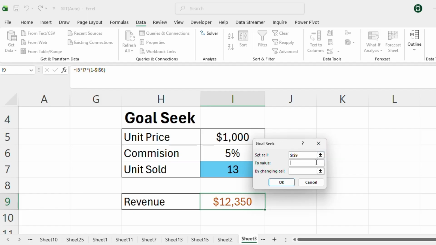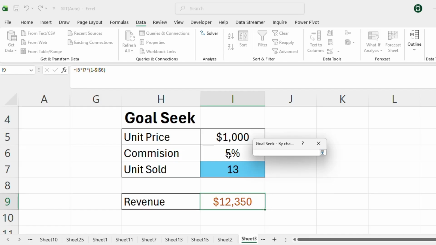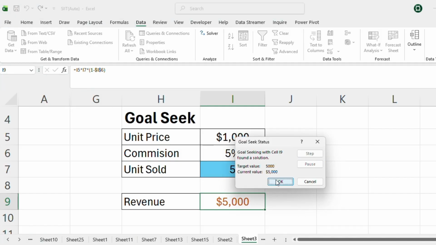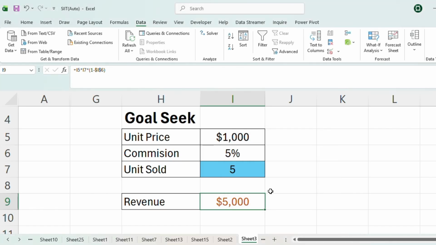After that, the To Value would be 5,000. And the By Changing Cell would be Units Sold. And after a bit of calculation, you can see that you need to sell 5 units at $1,000 with 5% commission to get a revenue of $5,000. That's it.